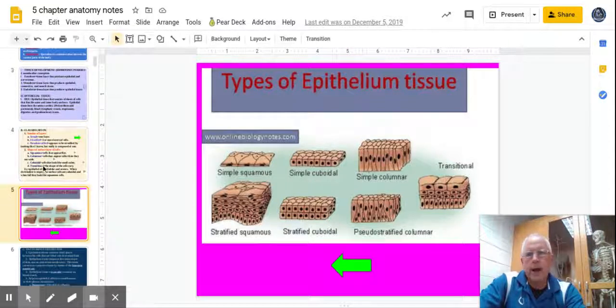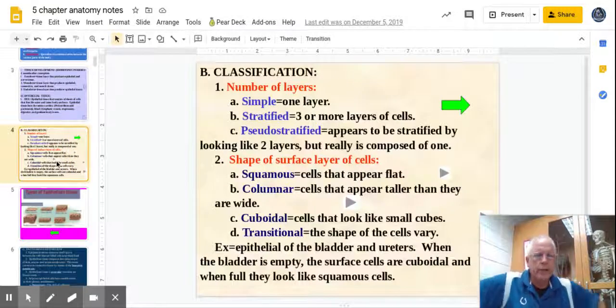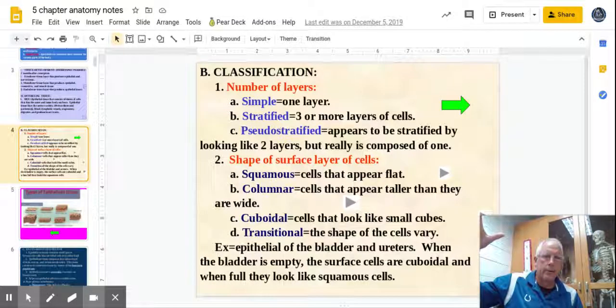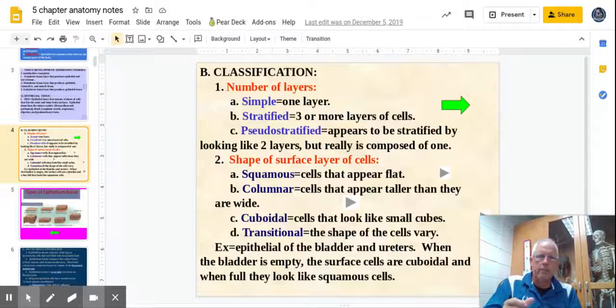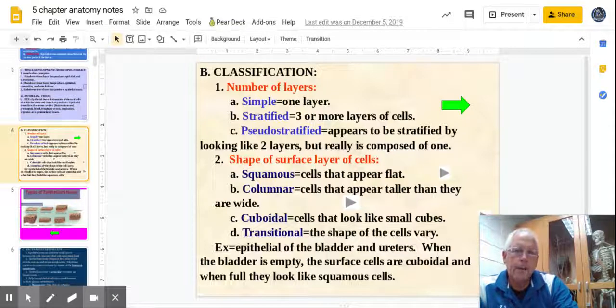And then we got the odd one, okay, which is transitional. That's where the shape of cells varies. Think of your bladder. If your bladder is full, they're going to be pancaked. They're going to be squamous. If your bladder is empty, they kind of bounce back and they look cuboidal. So depending on the condition of your bladder, they're either going to be cuboidal or squamous. It just depends on what look they have, okay, and what condition you're in. You got to go to the bathroom or not. That sounds funny to say, but that's pretty much what it is, okay? So that's basically what we're looking at.